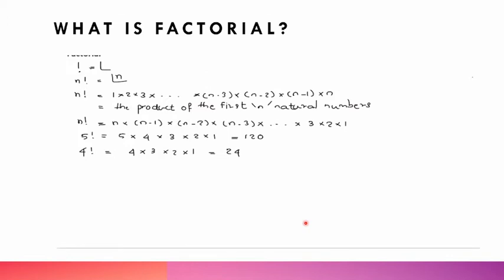Let's think again. 5 factorial equals 5 times 4 times 3 times 2 times 1, and the part 4 times 3 times 2 times 1 is equivalent to 4 factorial. So we can substitute: 5 factorial equals 5 times 4 factorial. 5 times 24, the result is also 120.